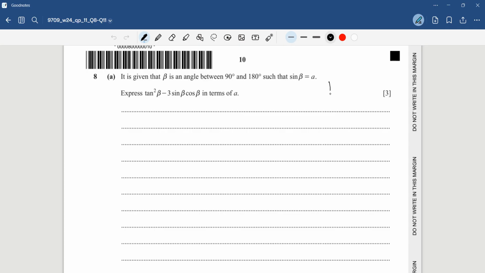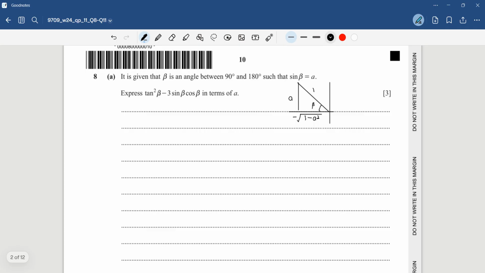So I just randomly draw. This will be your beta. So sine beta will be A over 1, and the adjacent side will be square root of 1 minus A square. Since it is on the left hand side, in the second quadrant, it will be negative.